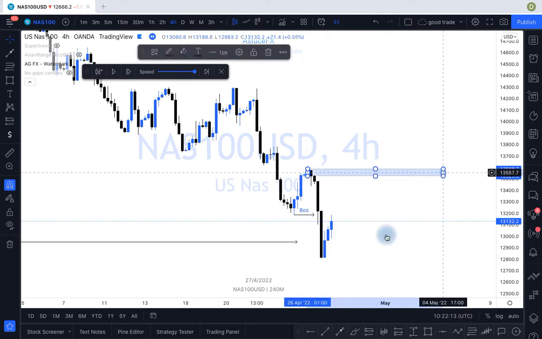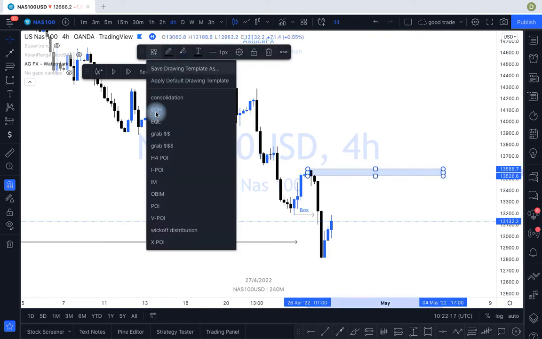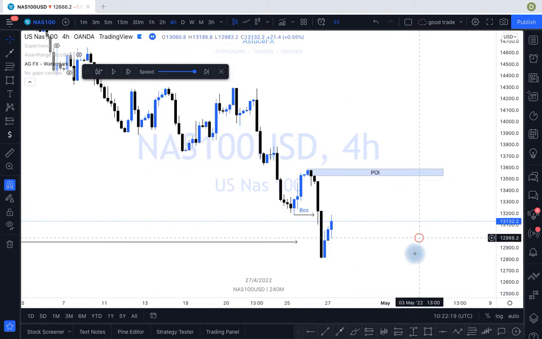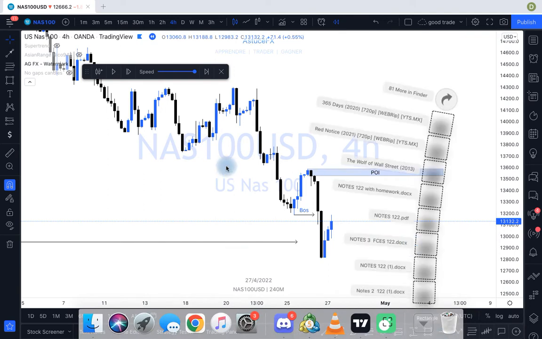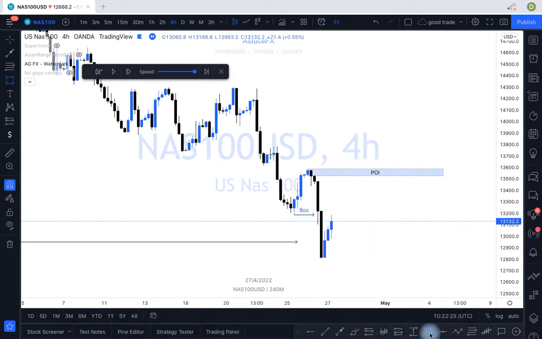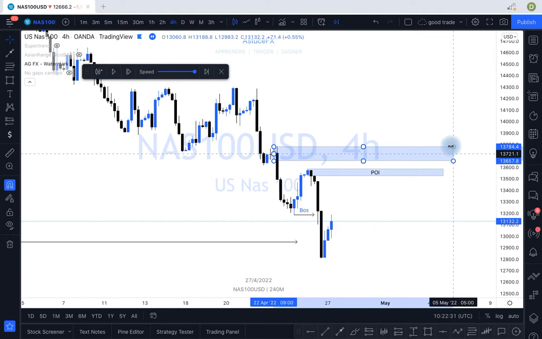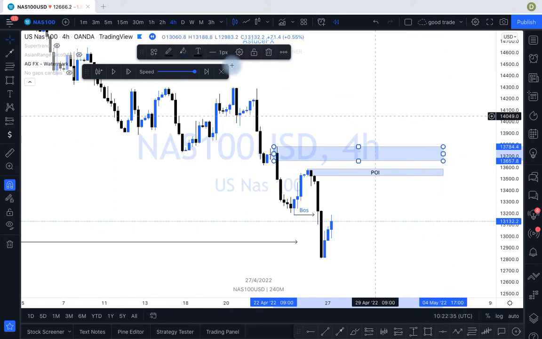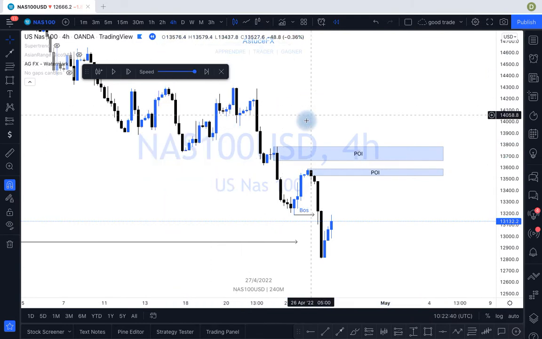I will explain why it's valid later. I take this one, I mark as my POI actually. Okay, we have this area that I can take also as a valid POI. It might be one of the valid ones, but I will go later to see which one is more valid, and I have to wait for the market to come to this area and wait for the market to give me some kind of lower time frame confirmation.